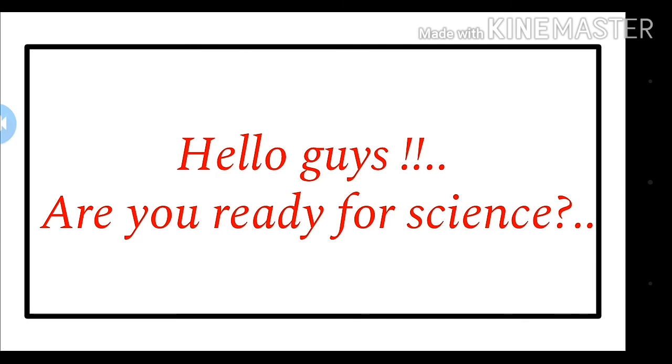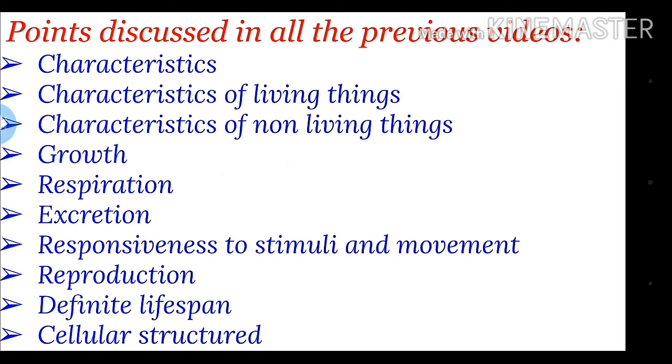In all those previous videos, we have discussed the characteristics of living things, then the characteristics of non-living things: growth, respiration, excretion, responsiveness to stimuli and movement, reproduction, definite lifespan, and the last, that is the cellular structure. We have learned about all the 7 characteristics of living things.